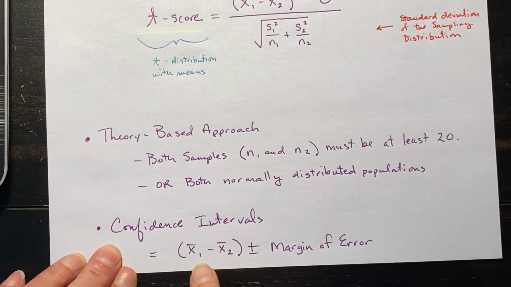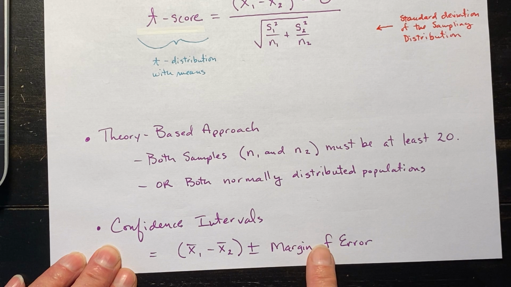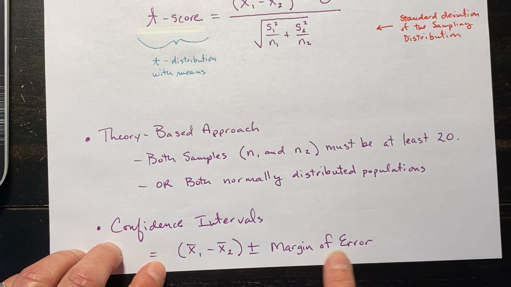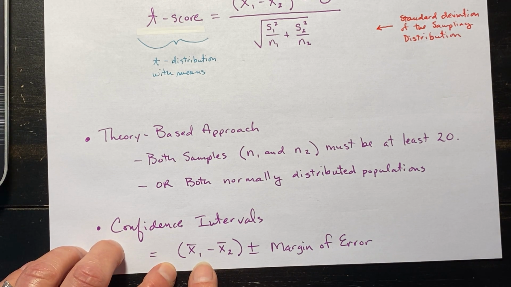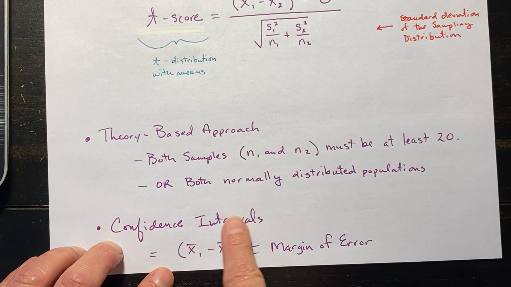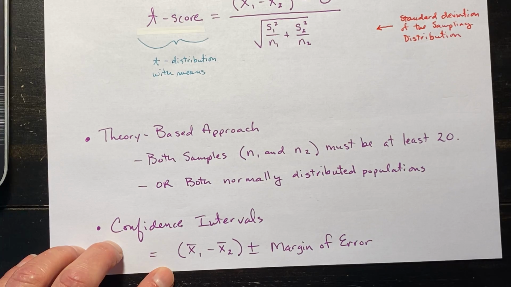We will also look at confidence intervals. Remember, confidence intervals are a way of estimating our difference. So here's our observed difference, and then we simply add and subtract the margin of error. So we'll get a lower value and an upper value, and that'll be our range of values that we are estimating as the true or actual difference in the population means. That's what our confidence intervals are all about.